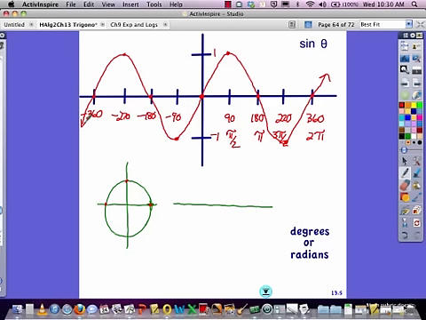So we know sine of 30. Let's do some of our exact ones. Sine of 30 equals 1/2. So we're going over to the 30, up, oh yeah, to 1/2.